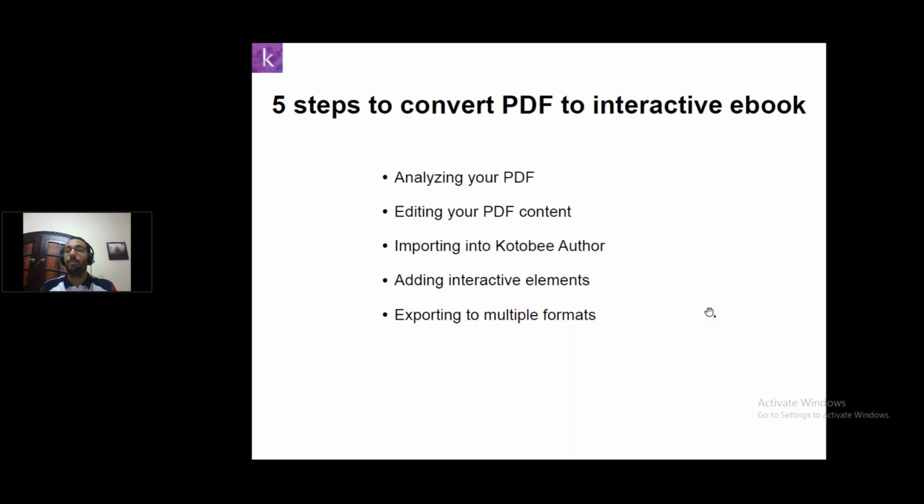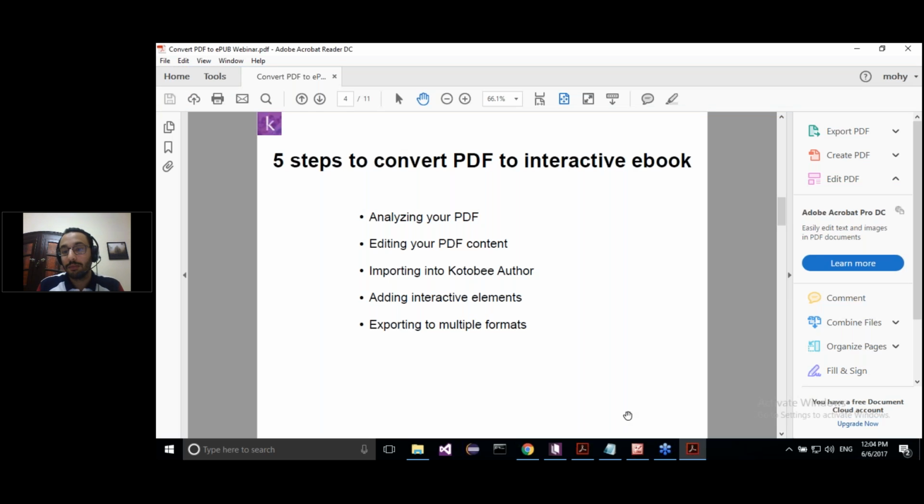So these are our 5 steps to convert the PDF document into a truly interactive ebook. But before we go through each step, the analyzing PDF, editing your PDF content, then importing into an authoring tool, then adding any interactive element over this document, and finally exporting it to multiple formats, we will first need to choose a PDF to work on. So for me, I've already chosen one.